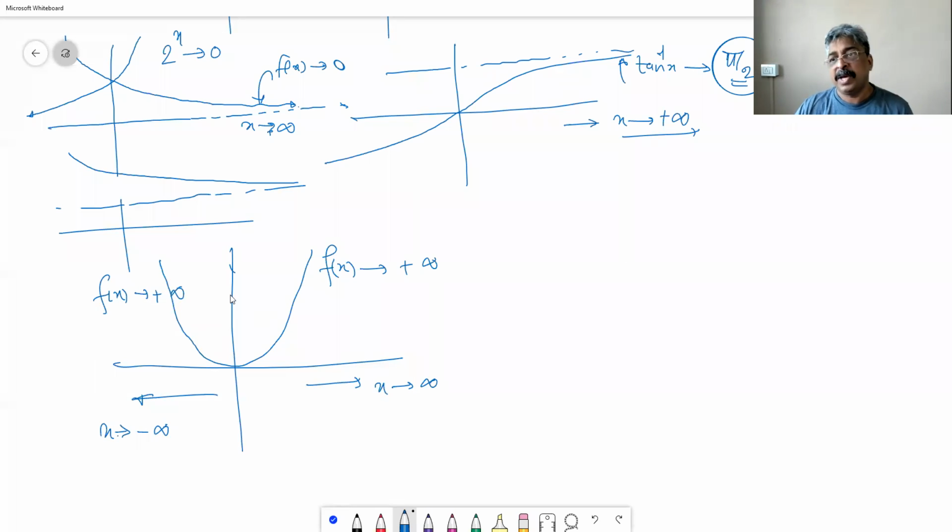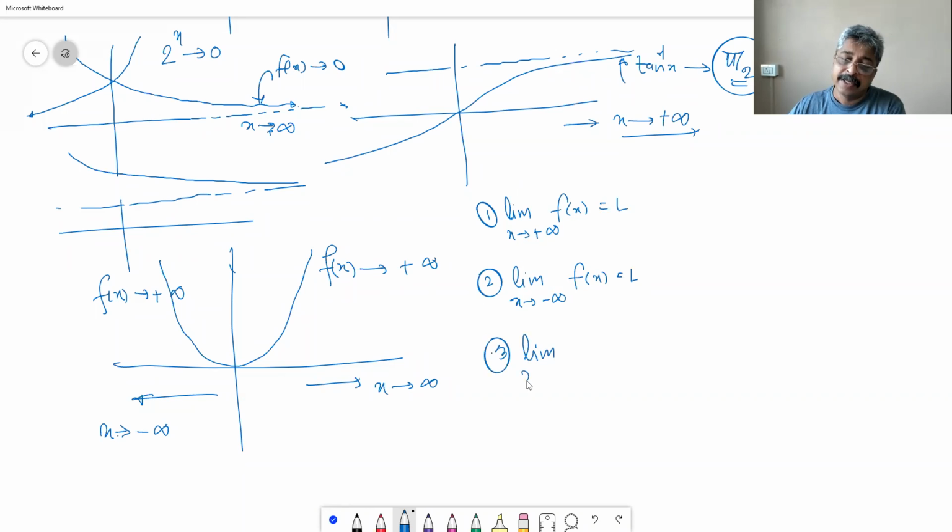Okay, another kind of curve could be, say for example, y is equal to x square. As x tends to infinity, f of x tends to plus infinity. As x tends to minus infinity, f of x tends to plus infinity. There are many combinations. I mean, x is tending to infinity, f of x is also tending to infinity, and there will be four combinations like this. Okay, so those are the definitions.